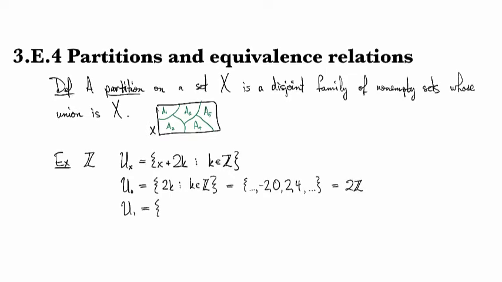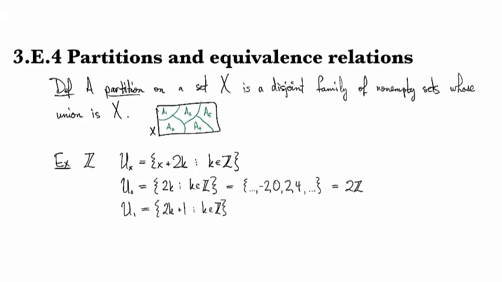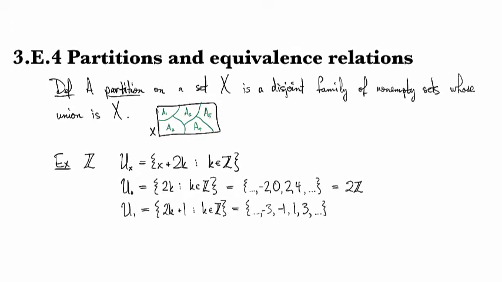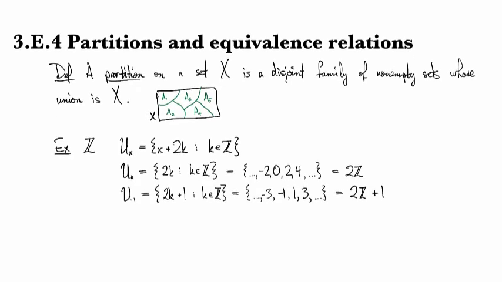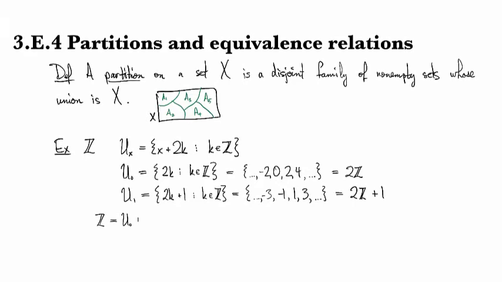And U_1 is going to be 2 times an integer plus 1. These numbers look like this, and this is also commonly denoted 2Z plus 1. And so this forms a partition. You can clearly see all the integers are there somewhere on one of those two lists, and it's definitely clear that Z itself is the union of these two sets.